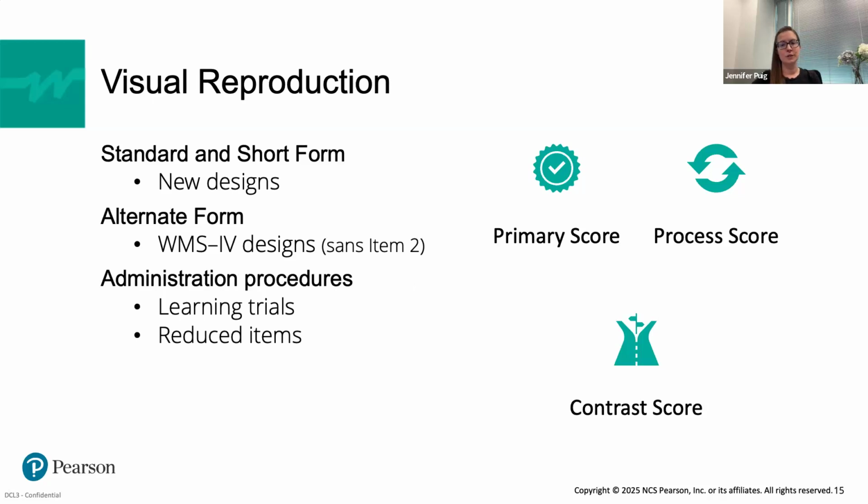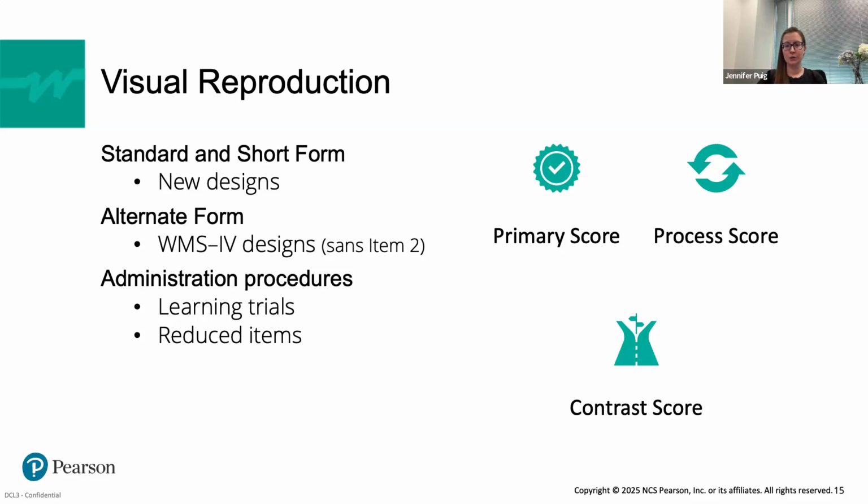The visual reproduction subtest is also included on all three forms of the WMS-5. This subtest measures visual memory for designs. All versions of the subtest include an immediate recall, a delayed recall, and a delayed recognition condition. The designs were updated for the standard and short forms. The designs were retained from WMS-4 for the alternate form.